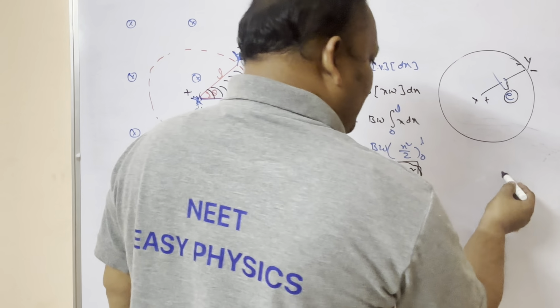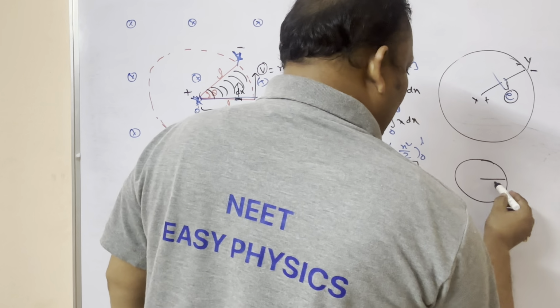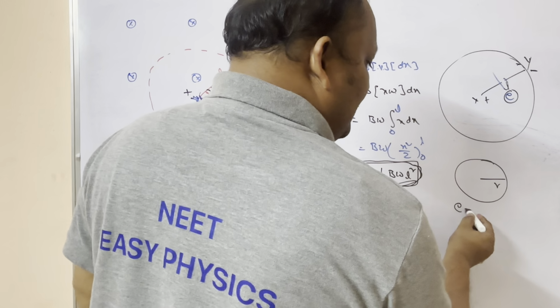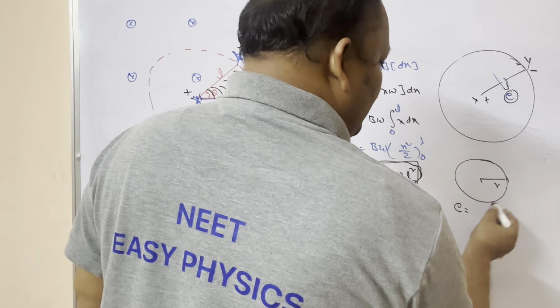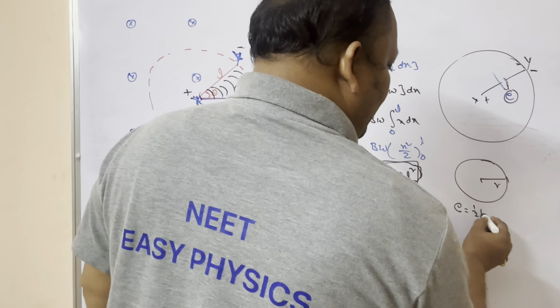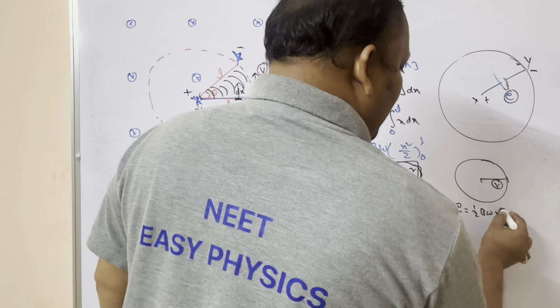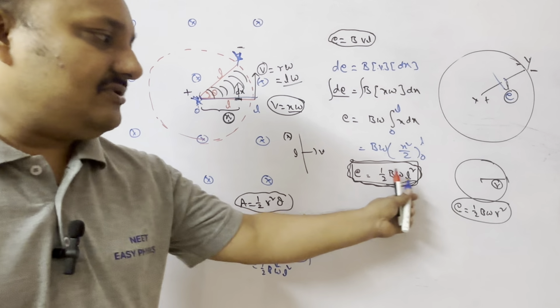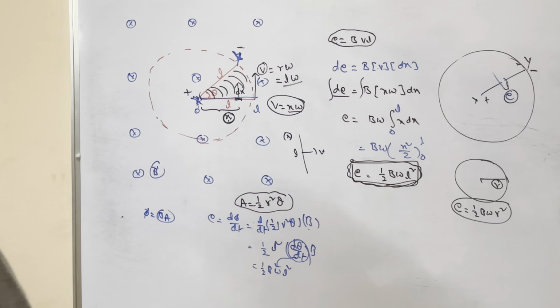The same formula can be applied for a disk also. A disk of radius r is rotating in a magnetic field. Then what is the induced EMF between the two ends, center to end? Half B omega, and in place of L you have to write r square. Just in place of L, if you replace r, you will get the induced EMF developed between the center and one end.